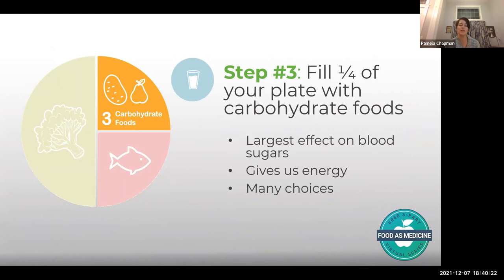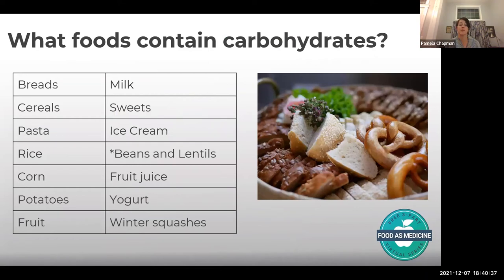These have the largest effect on our blood sugars. Carbohydrates naturally turn to sugar when we digest them, and they raise our blood sugar. We do need them for energy, but we're just going to watch the amount that we have. So on our next slide is where we get the choices of carbohydrates, and it's a very big list.